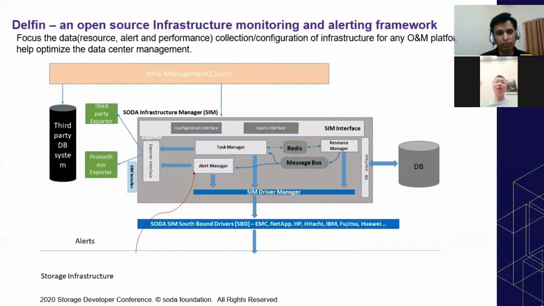This is our architecture of Soda for storage infrastructure management. From this diagram, you can see our SM has a REST API interface. It exposes the configuration API and the query API. The configuration API helps the administrator discover and configure storage. The query interface helps the administrator find the metadata of the storages, such as the storage device information, the storage pools, the storage volumes and so forth.